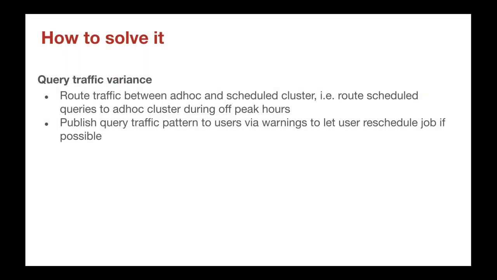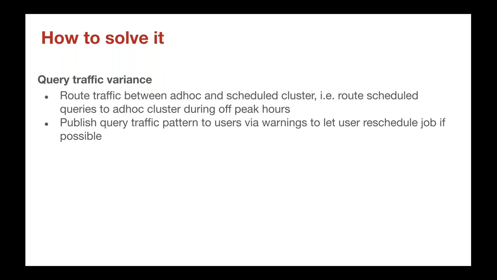For the first dimension, the query traffic variance, we are trying to route the traffic between ad hoc and scheduled clusters. The ad hoc and scheduled clusters are intended for different use cases, but we realize that sometimes we can make this boundary a little bit vague, and break the boundary if possible when one cluster is underutilized. For example, we usually route the scheduled queries to the ad hoc cluster during the night, because that is the time when not too many users are running Presto queries.